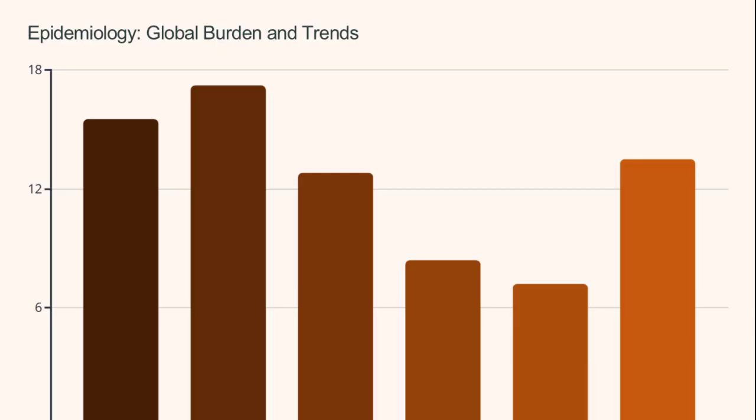The global burden of peptic ulcer disease is significant, with trends indicating varying prevalence across regions. Understanding these epidemiological patterns is essential for developing targeted prevention and treatment strategies.